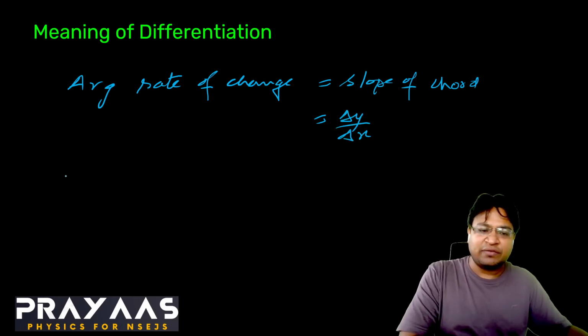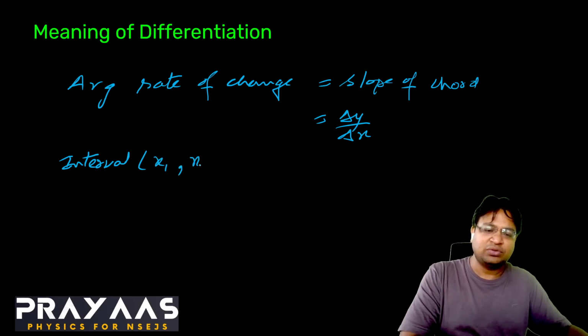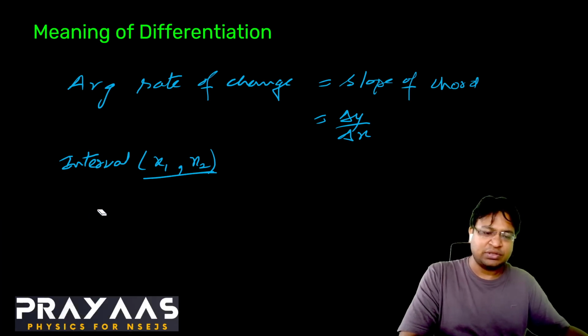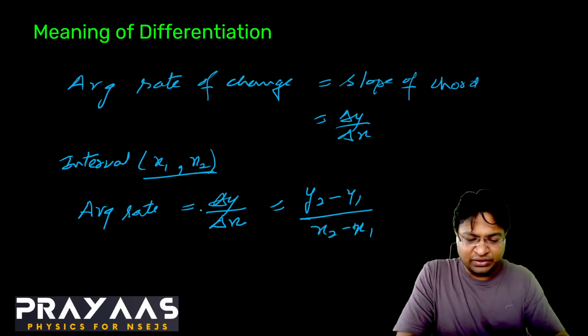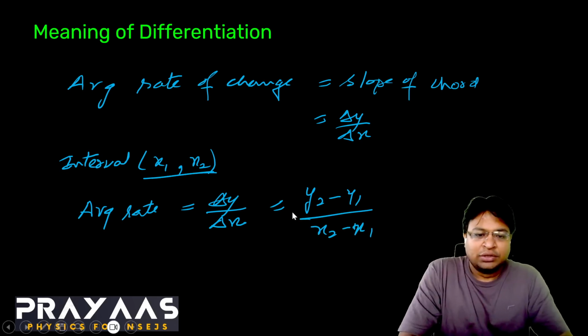So whatever interval you have chosen, if the chosen interval is x1 to x2, then the average rate would be delta y by delta x, or y2 minus y1 by x2 minus x1. I hope you got till this point, everyone. I hope everything is clear till this, that is, what average rate is.